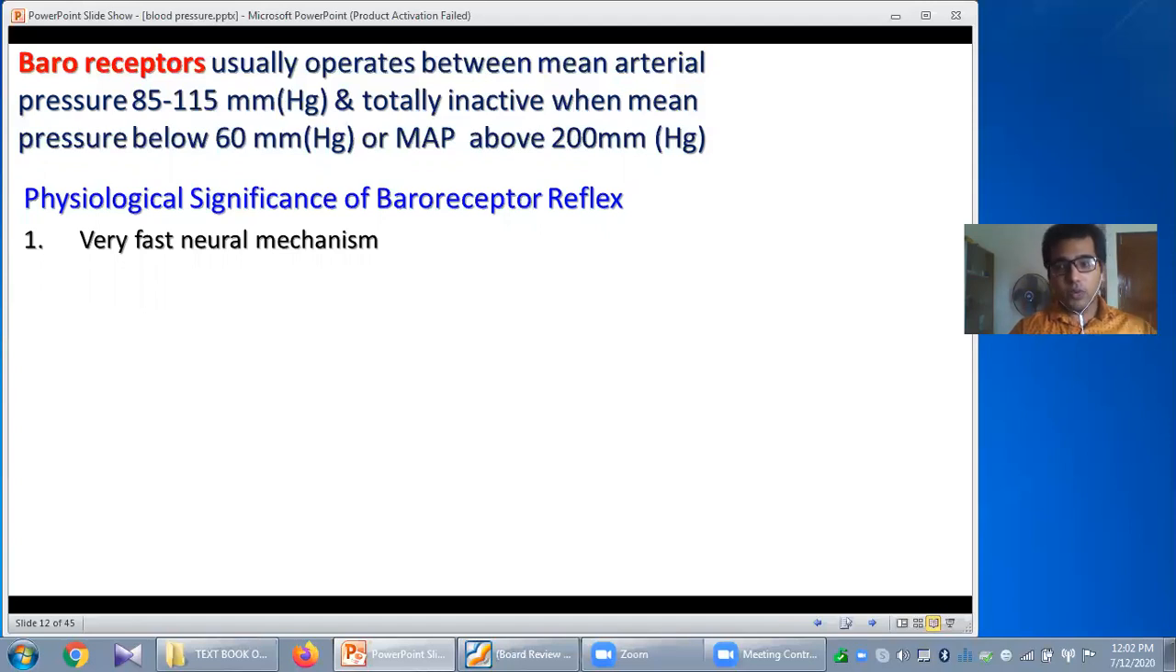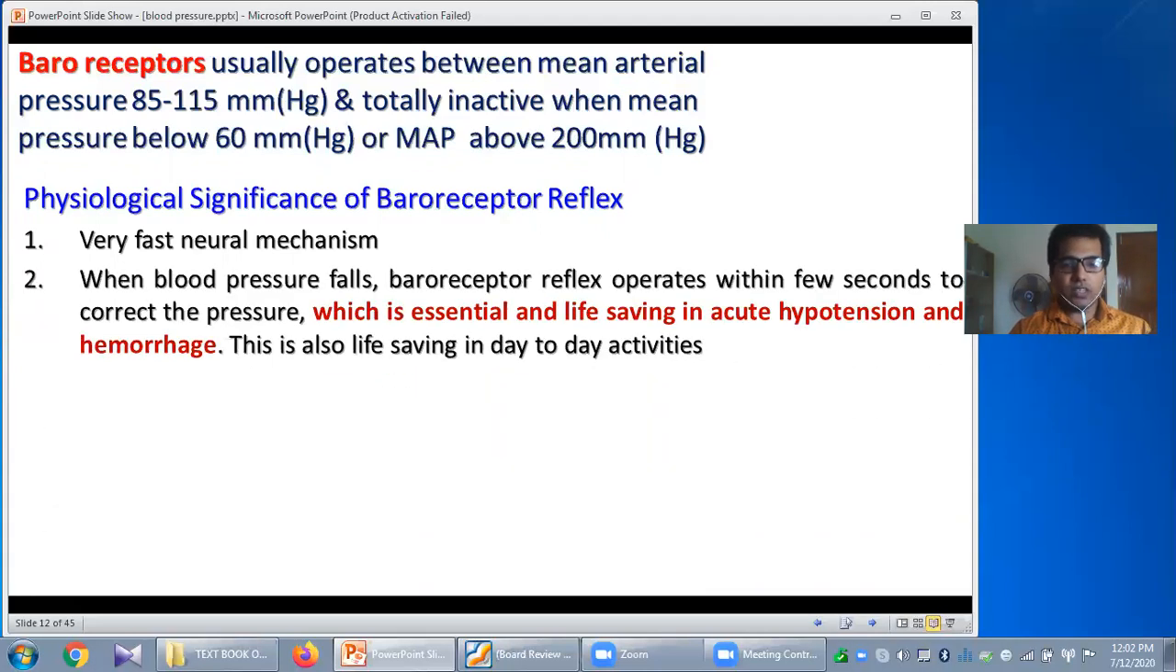There is a neural center located in the medulla, and the signal passes through the vagus and glossopharyngeal nerves. So it is neural and very rapid in action. It can act within seconds. Okay, so it is a very fast neural mechanism.